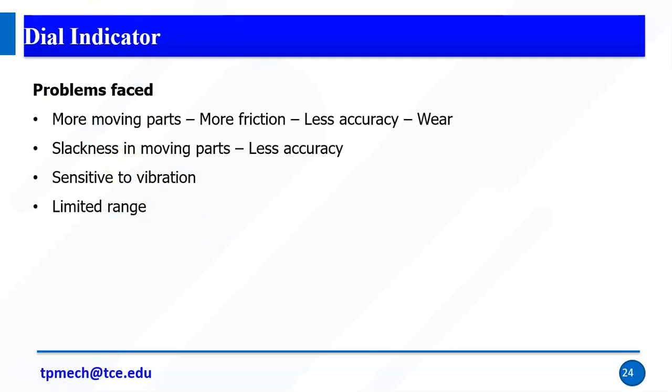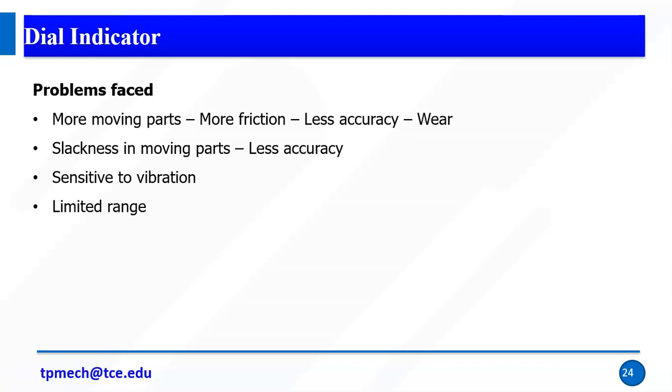So there will be many moving parts. There will be friction, and wear will come. While moving, if a pinion does not rotate, you won't get the exact value. Sensitive to vibration. If there is vibration, the gear movement will be much higher, and it will vibrate. Again, it's a limited range. Right, so these are some problems faced by the dial indicator.